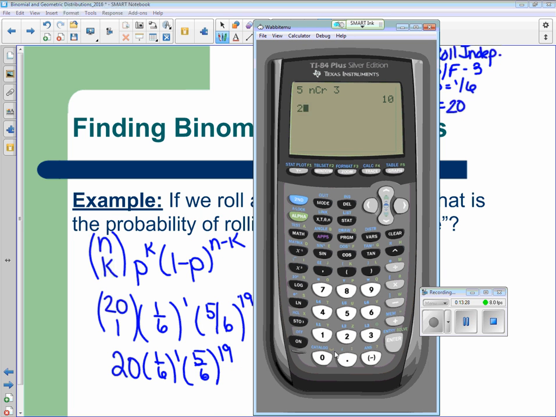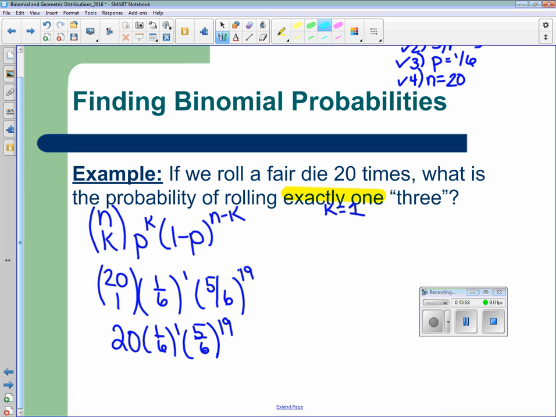So we know that 20 choose 1 is 20 times 1/6. I do type in 1 divided by 6, raised to the 1 power. Bring it down. Times 5/6. Notice I'm using my parentheses. That's important. Raised to the 19th power. And I get 0.1043. I'm going to say about 4 decimal places is a good rule of thumb here. Okay? So 0.1043. So about a 10% chance of getting exactly one 3 when I roll the dice 20 times. Okay? Any questions so far?